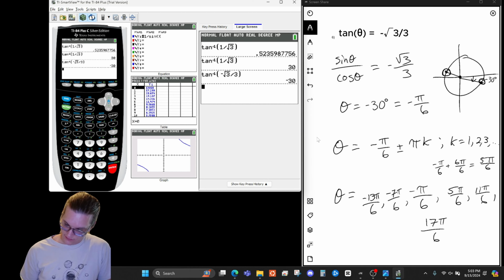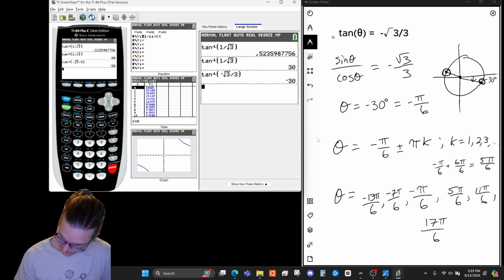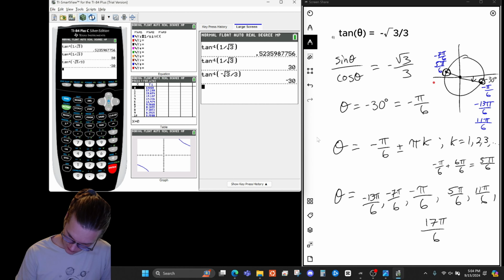And 1, 2, 3, 4, 5, 6 solutions. That's all you got to do for that. So I can write here that at these points we have minus pi over 6, and then this is 5 pi over 6, but this point is also negative 7 pi over 6. This point is also, and this point is also negative 13 pi over 6, and also 11 pi over 6, and then this point here is also 17 pi over 6, right?